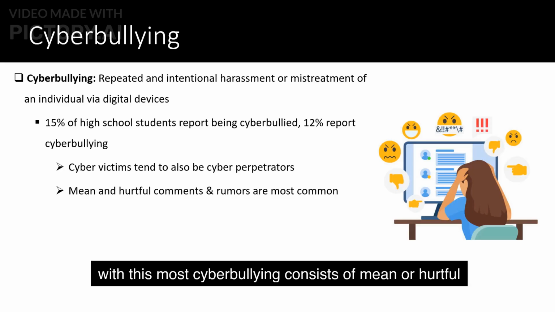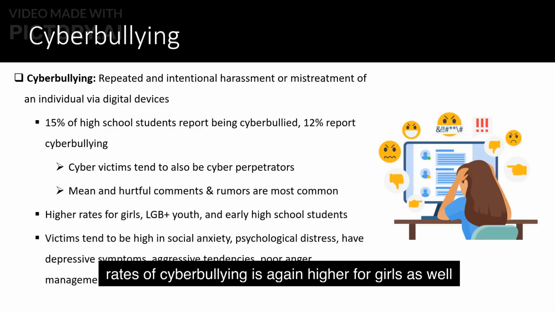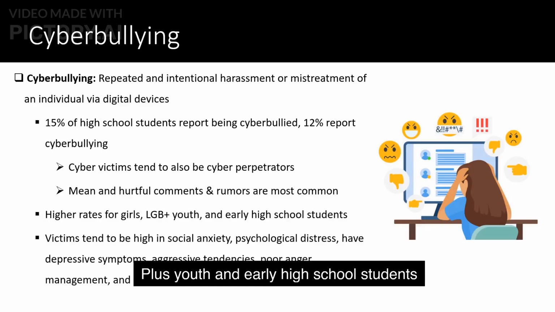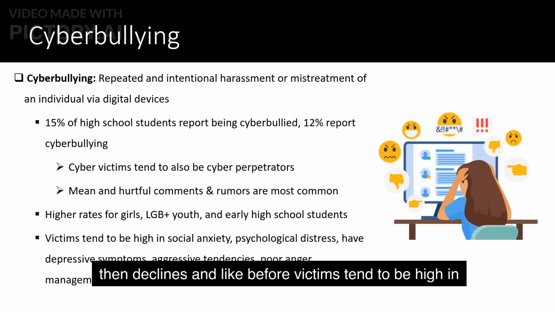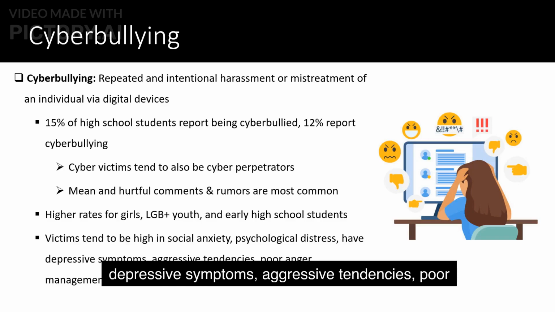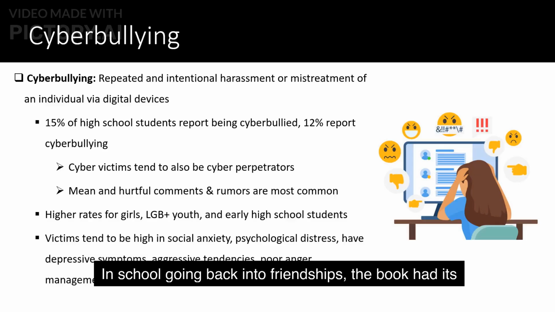And with this, most cyberbullying consists of mean or hurtful comments or spreading rumors about someone. And rates of cyberbullying are again higher for girls, as well as LGBT plus youth, and early high school students. Cyberbullying tends to be the highest in ninth grade and then declines. And like before, victims tend to be high in social anxiety, psychological distress, have depressive symptoms, aggressive tendencies, poor anger management, and have problems in school.